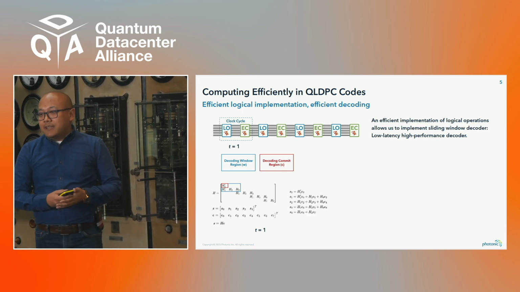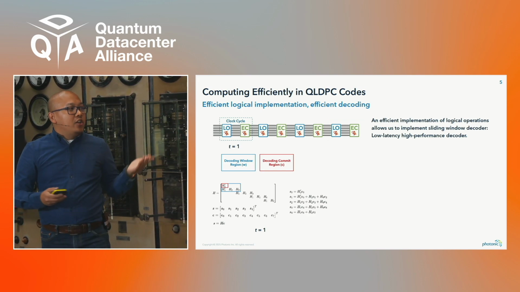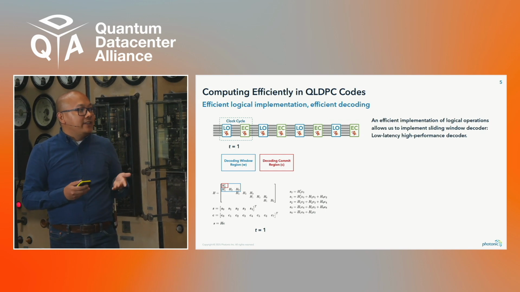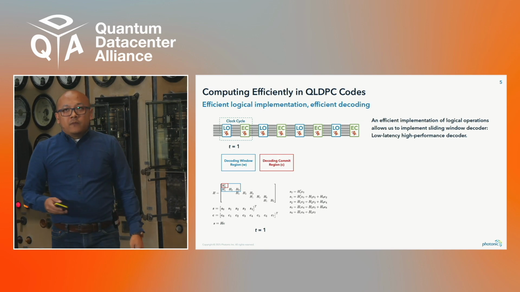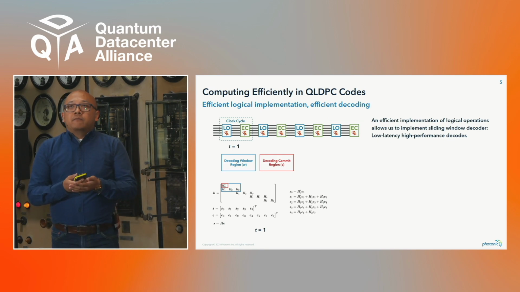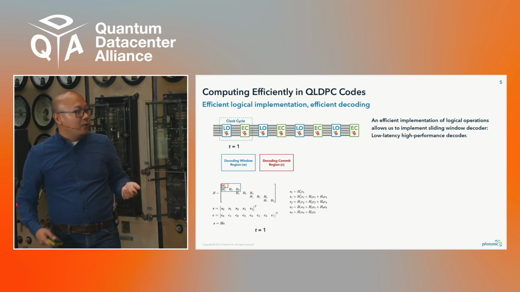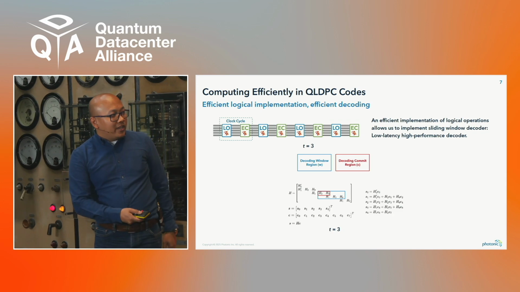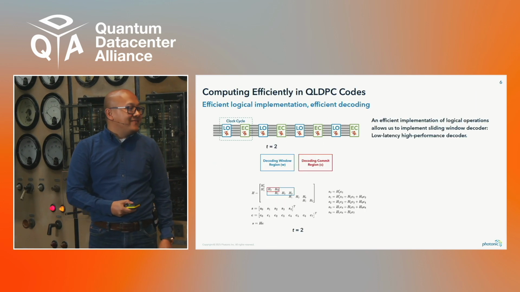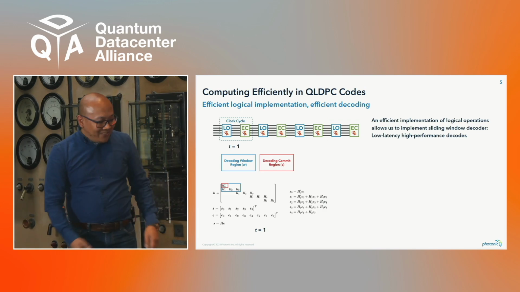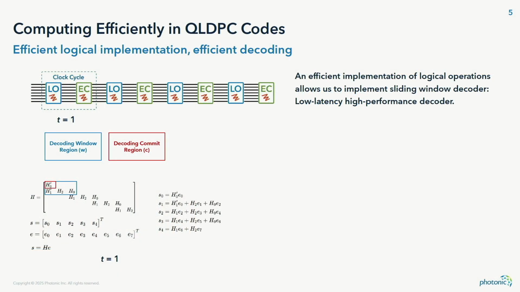So what is nice about this is an efficient logical operation allows us to implement a sliding window decoder, a low latency, high performance decoder. One thing that a lot of people aren't really aware of about quantum error correction codes is how we decode over a quantum circuit. Look at this amazing animation. If you look at the structure of the matrix that we need to decode over a quantum circuit, it exhibits something called a spatially coupled structure.